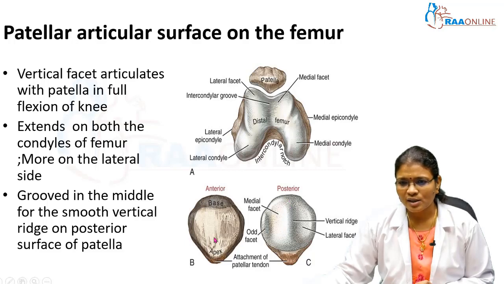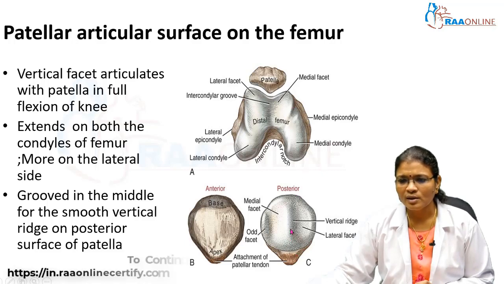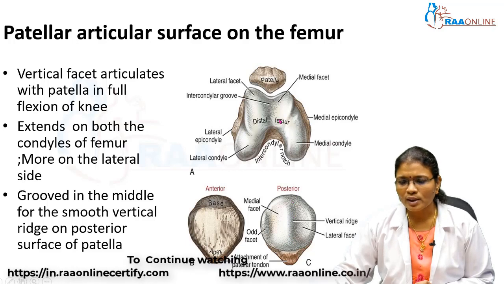So, this is the anterior surface of patella and this is the posterior surface of patella. This posterior surface of patella is divided by a vertical ridge into two facets, a medial facet and a lateral facet. The corresponding facets will articulate with the patellar articular surfaces on the femur, and there is a vertical ridge in between. This vertical ridge will be in contact with the groove on the vertical aspect of the femur.